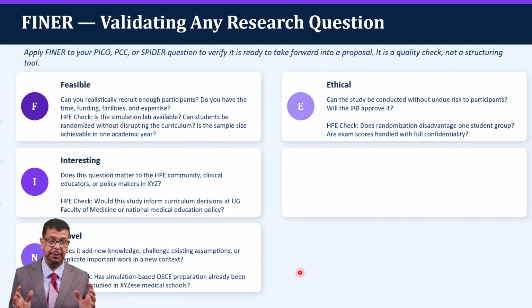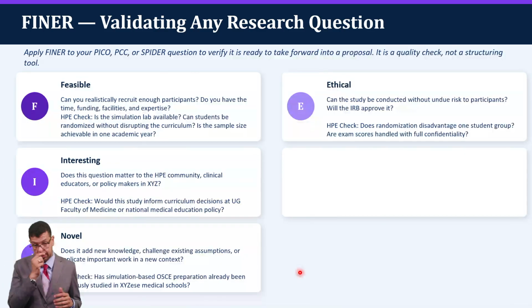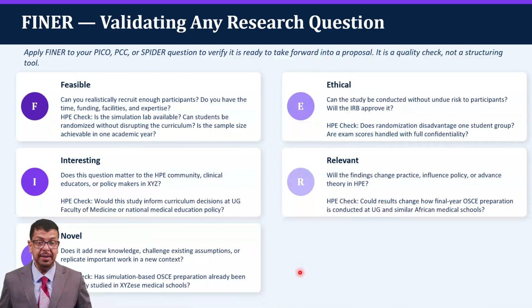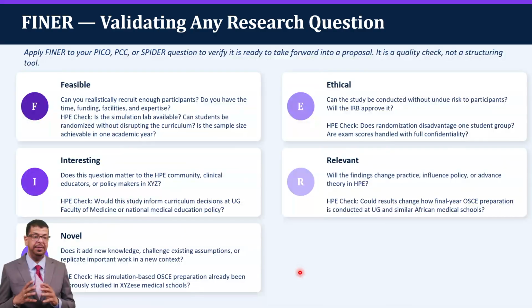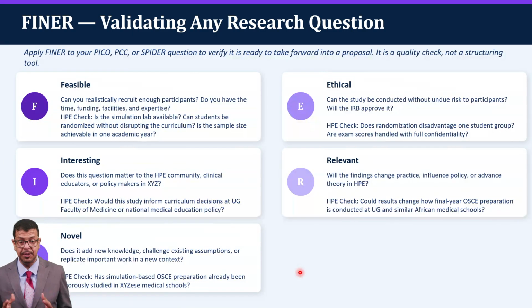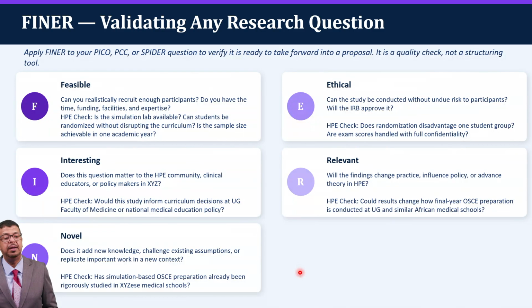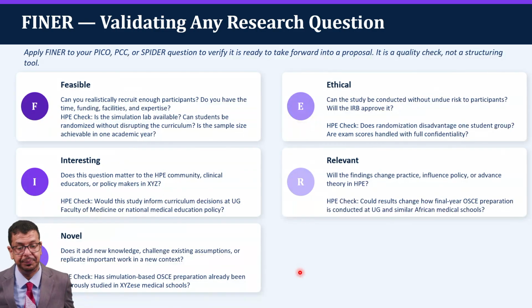Is it ethical? Because educational research may hold some ethical issues. Is it relevant? Will the findings change practice, influence policy, or advance theory? So always remember this final framework: feasible, interesting, novel, ethical, and relevant.